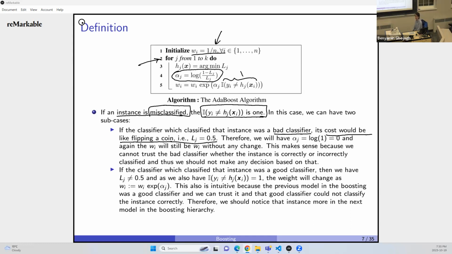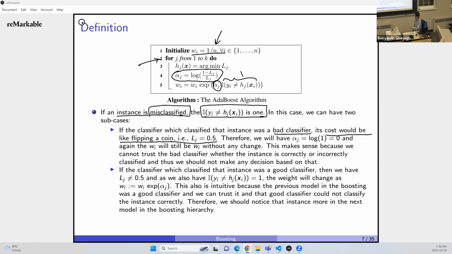When hj is a bad classifier, lj is close to half. Then what happens in the logarithm? 1 minus half becomes half over half. Half over half is 1. So the fraction inside the logarithm becomes 1. What is the logarithm of 1? 0. So alpha j becomes 0. Then this alpha j also appears in the exponential operator, right? So wi becomes wi e to the power of 0 times 1, and e to the power of 0 is 1. So wi doesn't change, right?